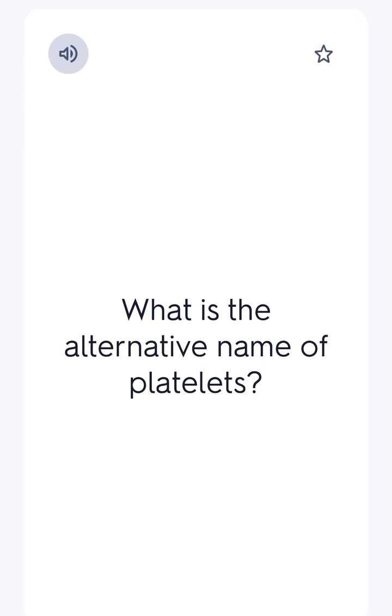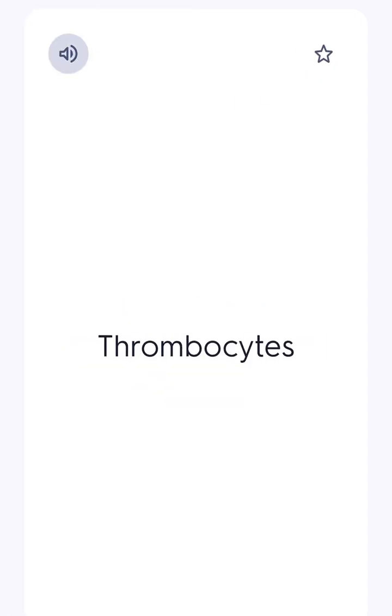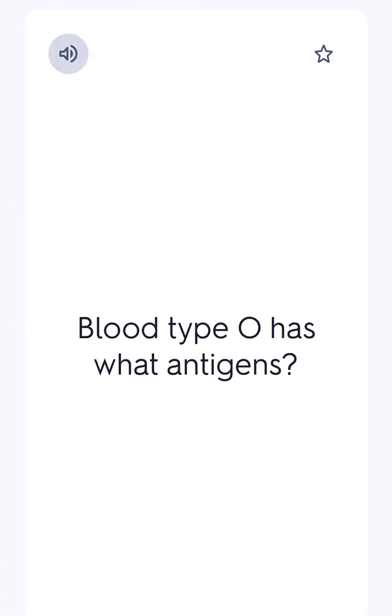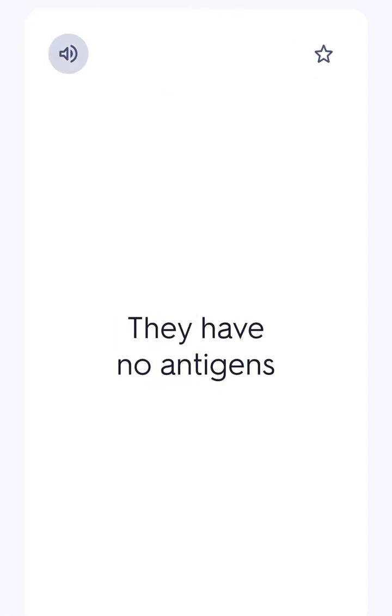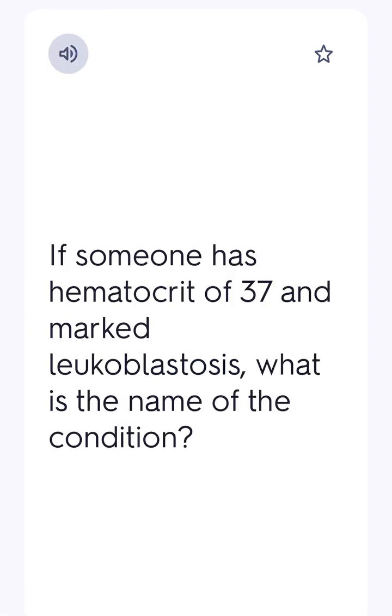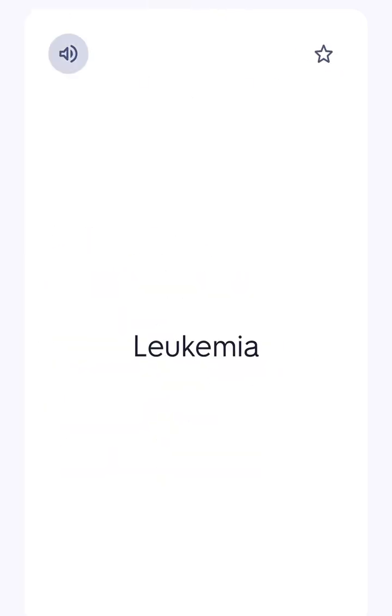What is the alternative name of platelets? Thrombocytes. Blood type O has what antigens? They have no antigens. If someone has hematocrit of 37 and marked leukoblastosis, what is the name of the condition? Leukemia.